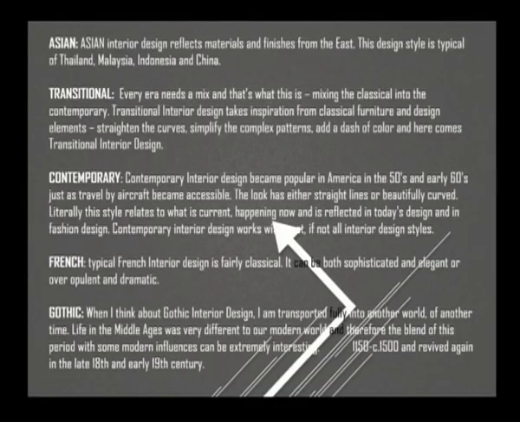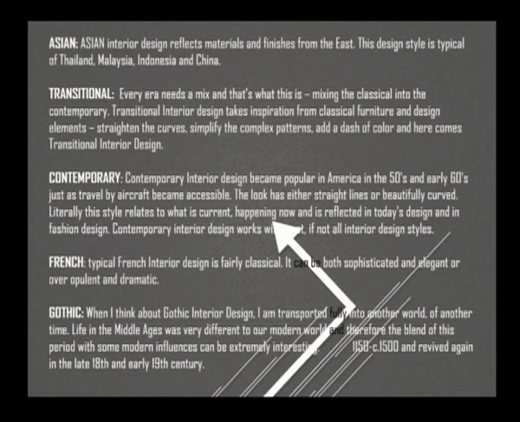Asian interior design reflects materials and finishes from the East, and in the East they typically tend to use a lot of their way of life in interior design. So a lot of feng shui, a lot of good energy, negative energy. So this tends to be depicted in the style of interior design itself, and it's very, very practical. So based on how their movement is and their usage of any spaces, they design it accordingly.